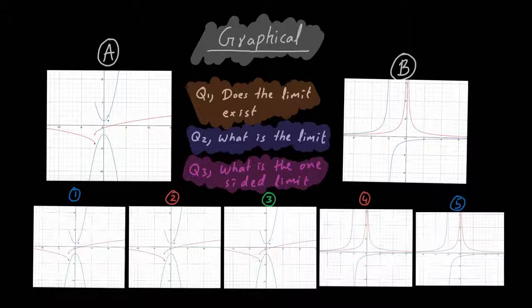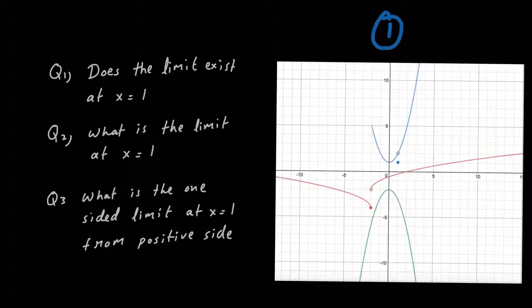Question 1, does the limit exist? Question 2, what is the limit? And question 3, what is the one-sided limit? So let's look at the first graph. For the blue graph, question 1, does the limit exist at x is equal to 1?